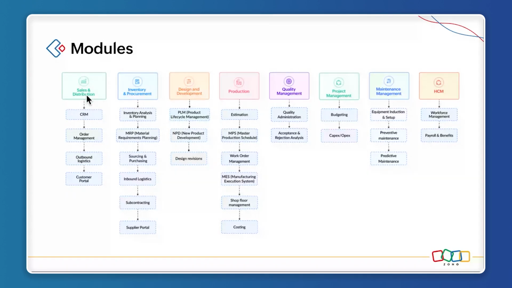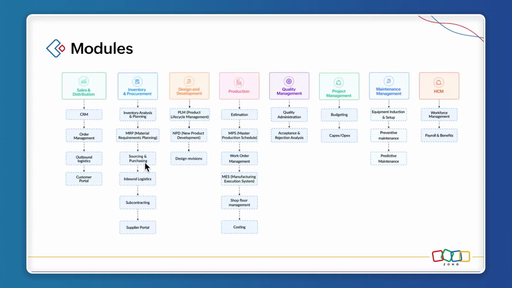Right? So these are all the different information that you will be tracking within the sales and distribution module. And then you have the inventory and procurement. So in the inventory and procurement, you have something called inventory analysis and planning. So here is where you will track the stock levels and you will predict the demand. Right. And now once that is done, then you'll be moving on to the next process, which is the MRP, which is the material requirement planning.